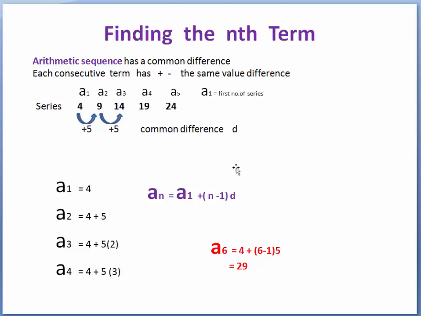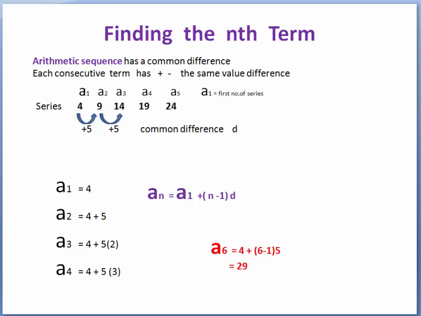Okay, this is the standard formula for finding the nth term of an arithmetic series or an arithmetic sequence. So again, an arithmetic sequence has a common difference. So for this series, it's plus 5, going from 4 to 9, plus 5, from 9 to 14, plus 5. Here we have what number in the series it is. So this would be the first in the series, second, third, fourth.